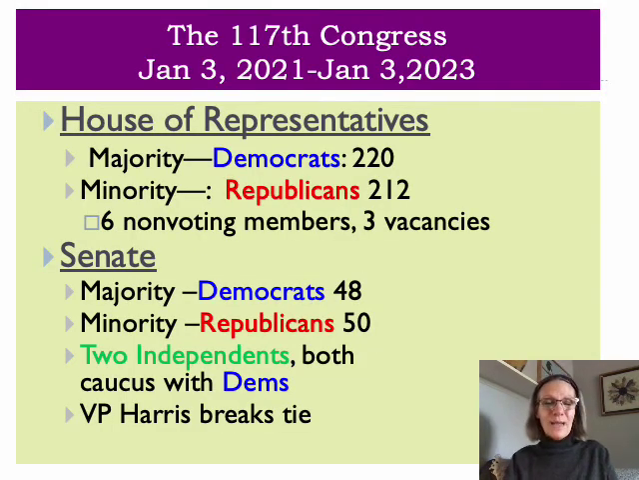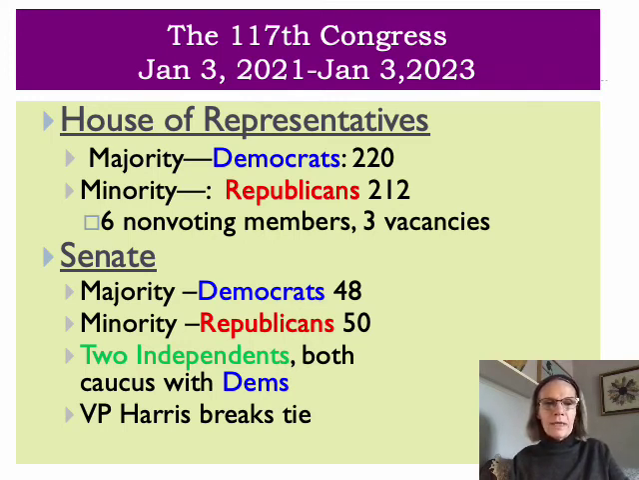Okay, so let's look at the breakdown of the current congressional session, the 117th Congress. Right now, both of the chambers of Congress are in the hands of one party, as is the presidency. So it's unified government, and Americans don't like unified government, as we are going to find out in the midterm elections. You can see the breakdown there.